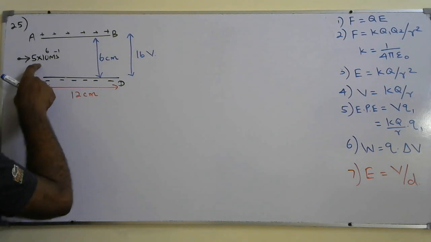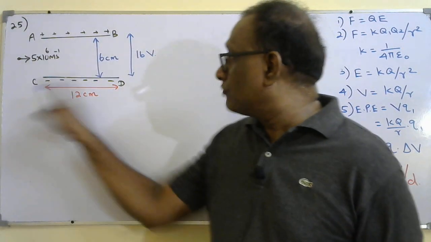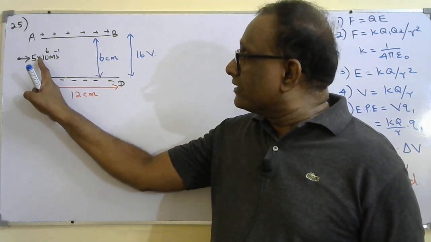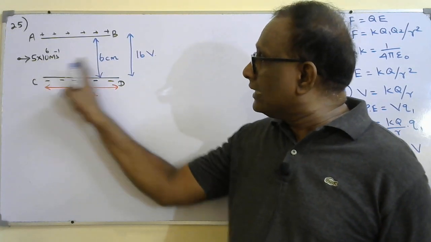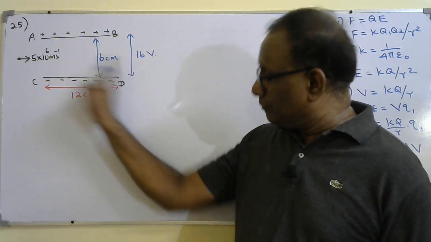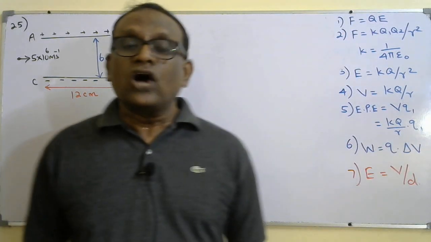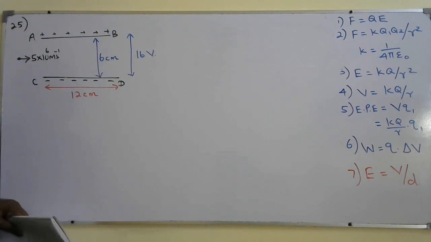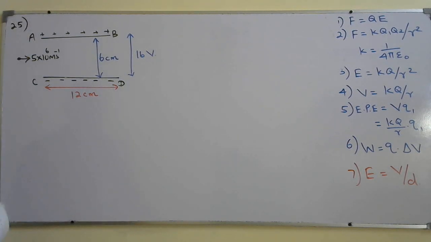How long will it take to move parallel to the plates a distance of 12 centimeters? Because if the electron has moved in the region between the parallel plates a distance of 12 centimeters parallel to the plane of the plates, then the electron won't hit the plate. So we will find how long it will take to travel parallel to the plates a distance of 12 centimeters, because the length of the plate is 12 centimeters. So we'll find the time taken for that motion.